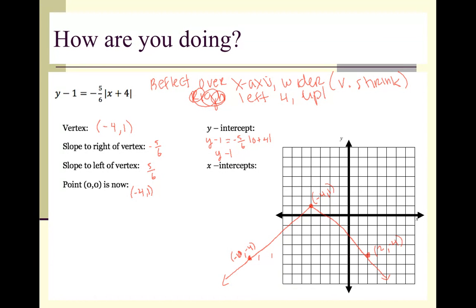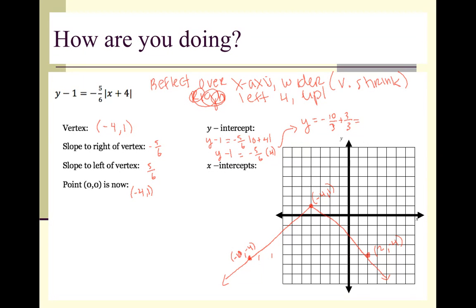Y minus 1 equals negative 5/6 times 4, right? Let's see, I'm going to go up here a little bit. Y equals, what is this? Negative 20 over 6 is negative 10/3, right? I just multiplied straight across. And then plus 1, or I'll add 3/3.